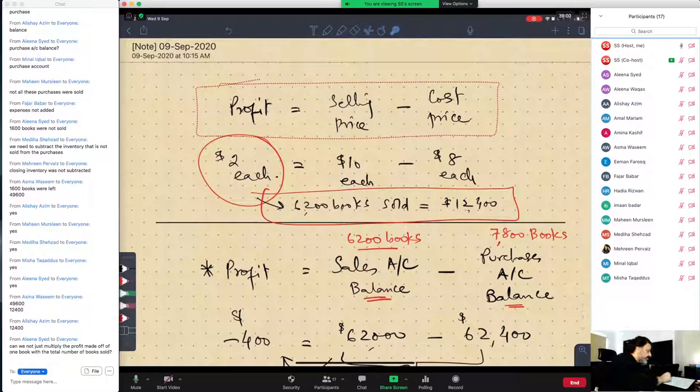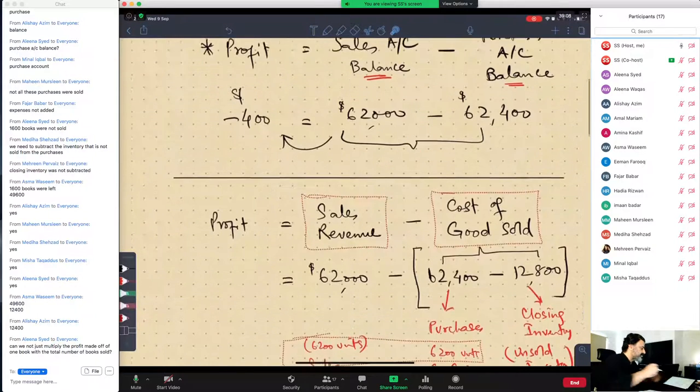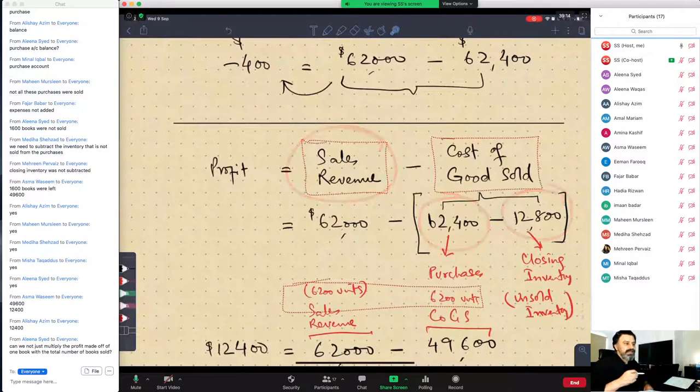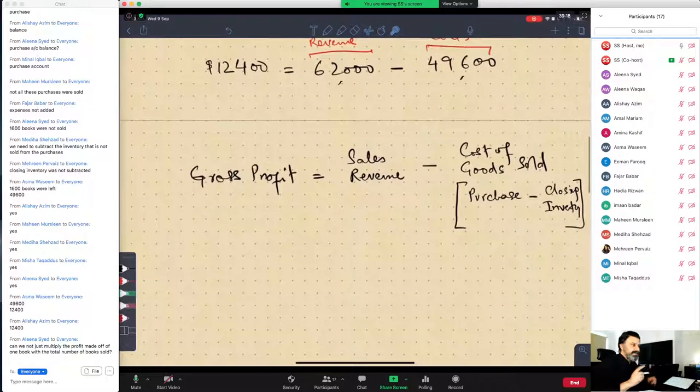If we have per unit information available, that's the much easier way of doing it, and we will probably do the same. But when we don't have this information and we are simply given the sales account balance, the purchases account balance and the closing inventory left, then we have no other option but to follow this equation here.